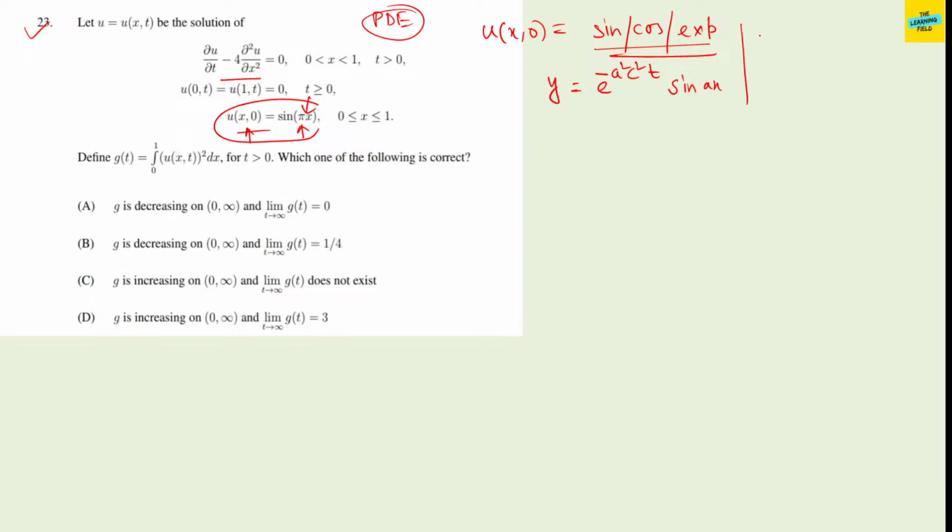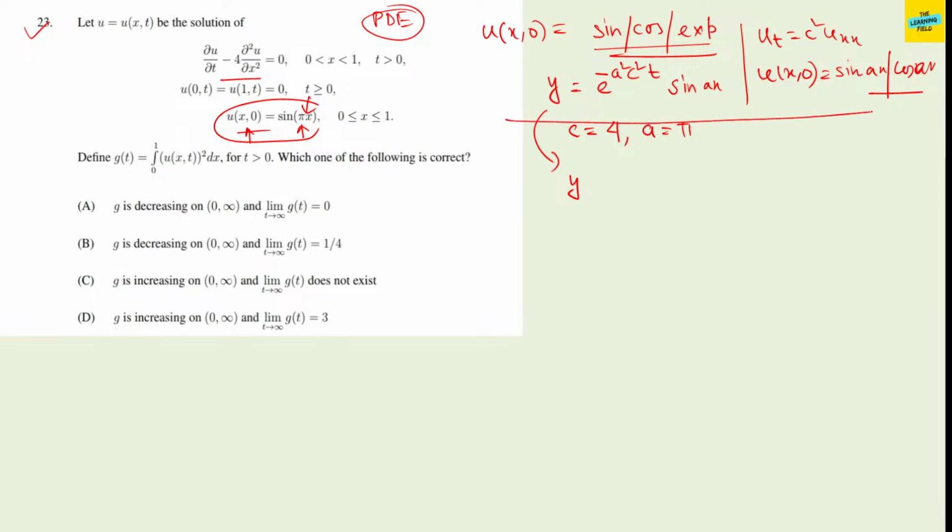If the equation is u_t = c² u_xx, with u(x,0) equal to sin(ax) or cos(ax), then in this case you take the solution in this form. Here c = 4 and a = π. Therefore we take the solution as follows. You must remember this trick. This is a very easy and very time-efficient trick.